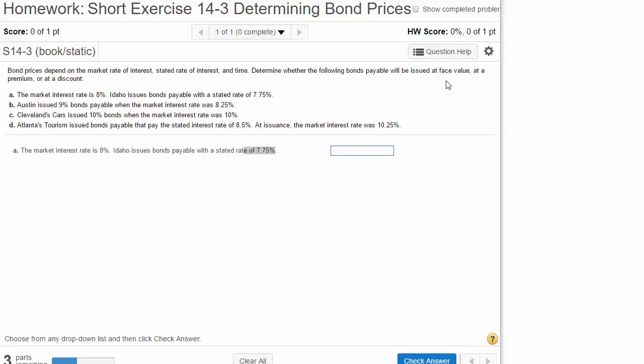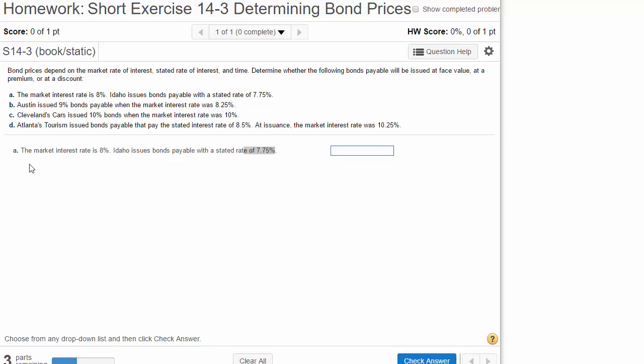In other words, a $1,000 maturity value bond will sell for exactly $1,000. At a premium, so the bond would be selling for something more than $1,000, or at a discount. In other words, a $1,000 bond will be selling for something less than $1,000.